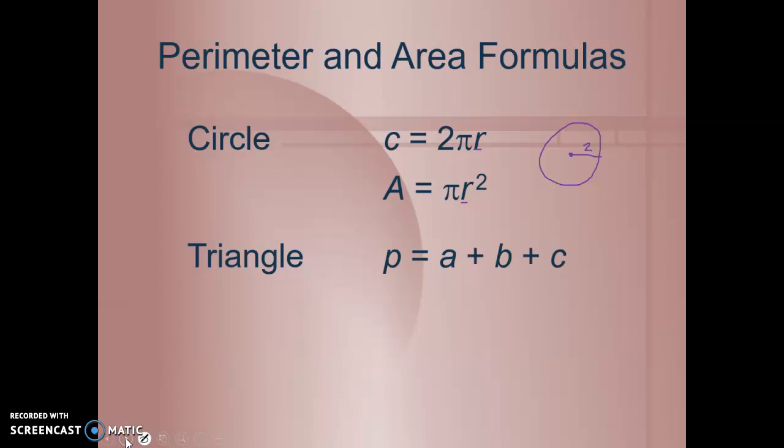The perimeter of a triangle, you just add up all the sides. So side A plus B plus C. And for the area of a triangle, it's 1/2 base times height. Again, perimeter is the outer edge, while area is how much space is on the inside.